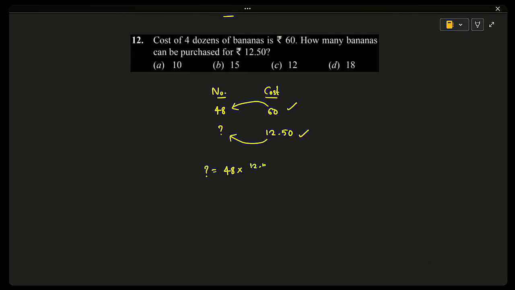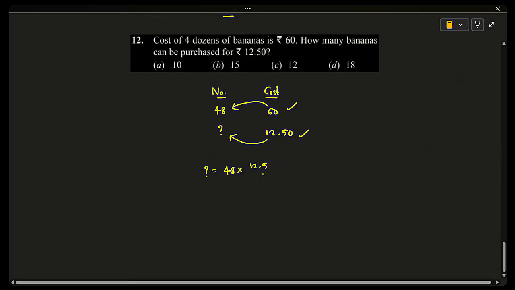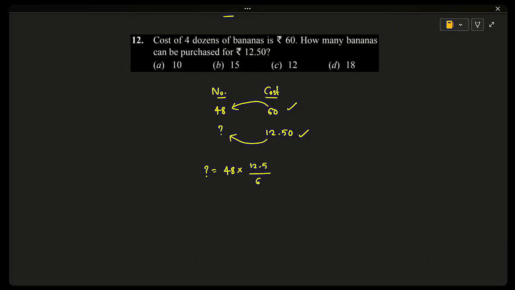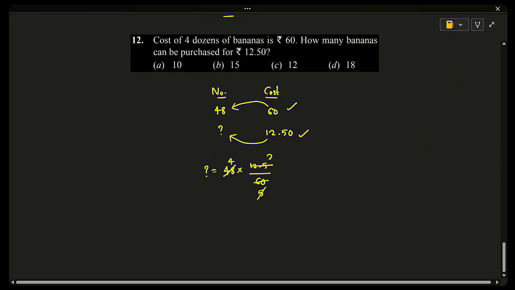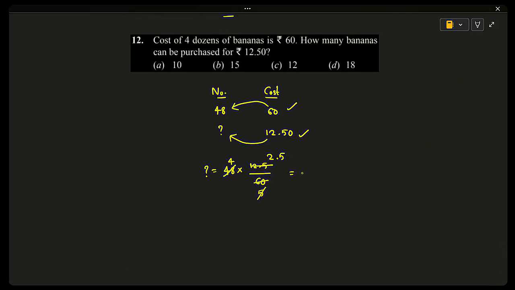So it should be 12.50. After the decimal, no need of writing 0, I am removing that. Divided by 60. So this is the answer we are going to find. 12 fours are 48, 12 fives are 60. And with 5 you can simplify. 5 twos are 10, 5 fives are 25. 25 into 4 is 100 and use one decimal point in that. 10.0 is nothing but 10. So we can purchase 10 bananas. And 13th one.